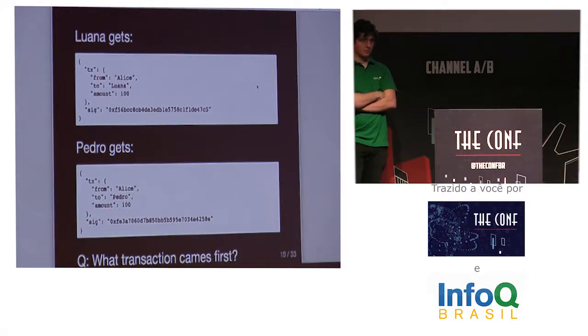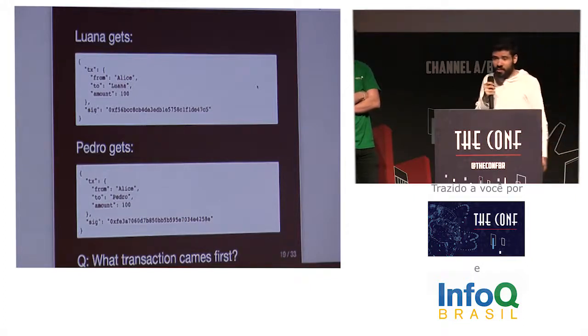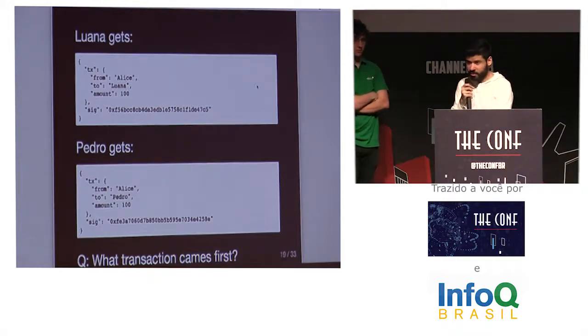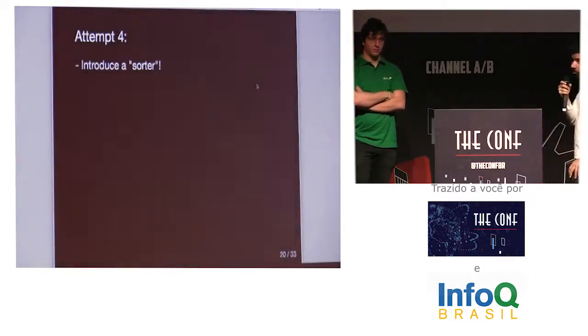So the problem is, which of those two transactions comes first? Like, who decides that? There is no central party, so both Luana and Pedro want the money, and who has the money? Who says who has the money? Alice has vanished, and there is no central party to say, no, this is the right transaction and the other one is not. So this is a problem, double spending. So to solve that problem, we introduce a sorter.